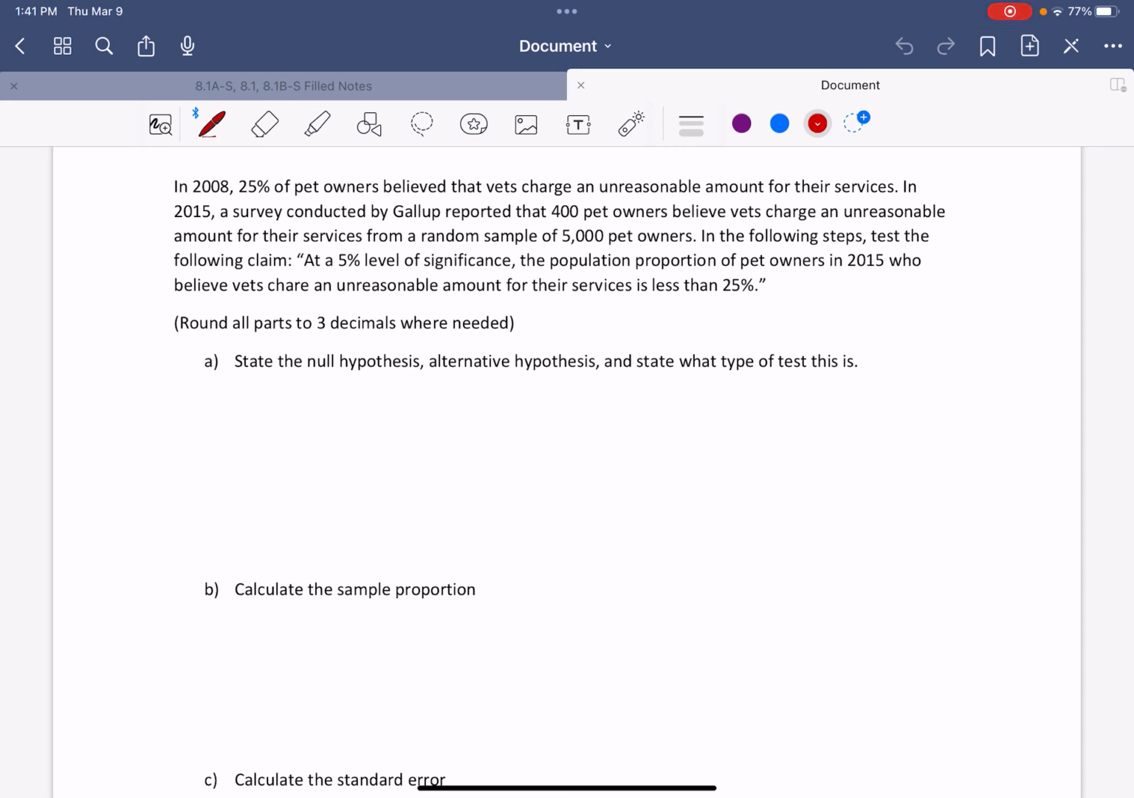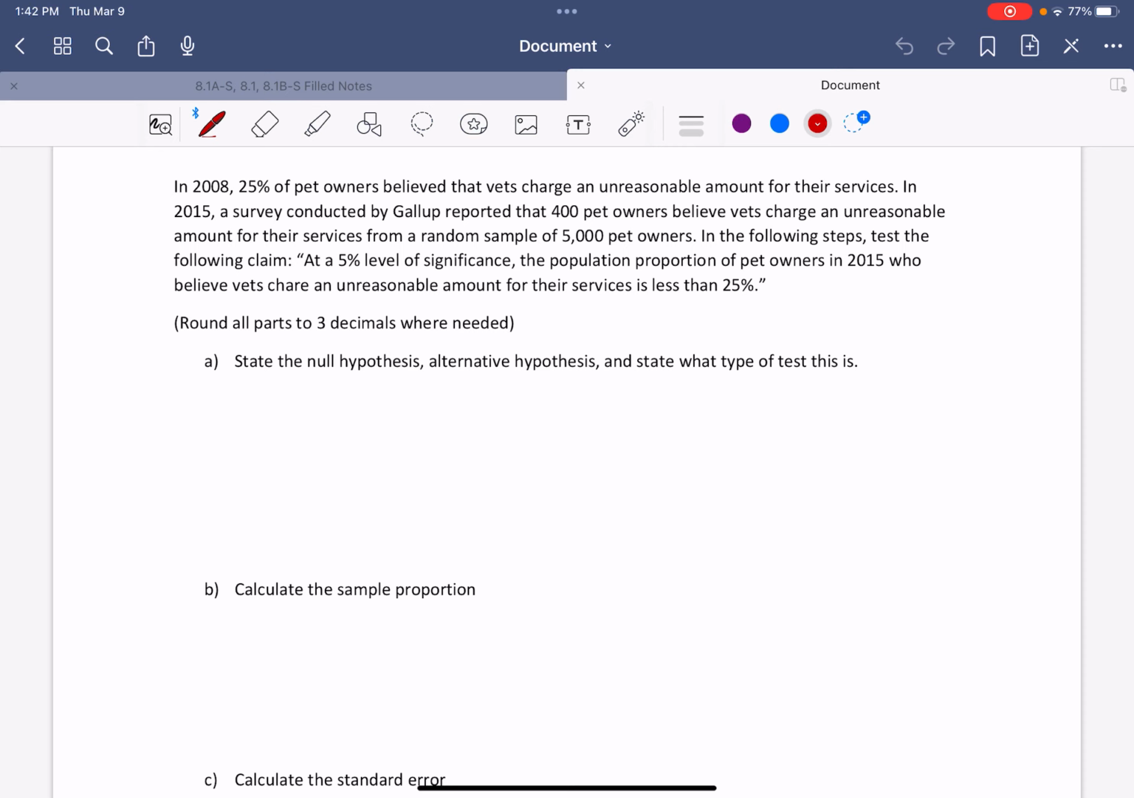So, in 2008, 25% of pet owners believed that vets charge an unreasonable amount for their services. In 2015, a survey conducted by Gallup reported that 400 pet owners believe vets charge an unreasonable amount for their services from a random sample of 5,000 pet owners. In the following steps, test the following claim. At a 5% level of significance, the population proportion of pet owners in 2015 who believe vets charge an unreasonable amount for their services is less than 25%.